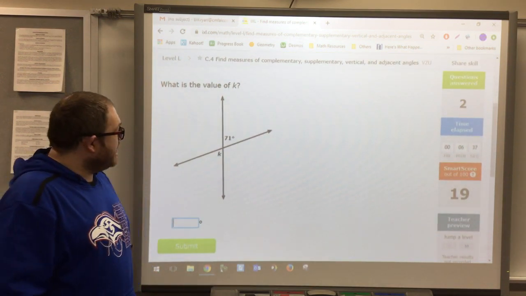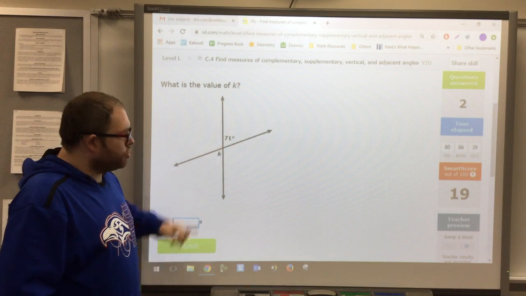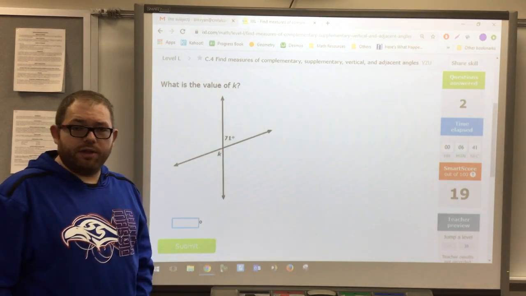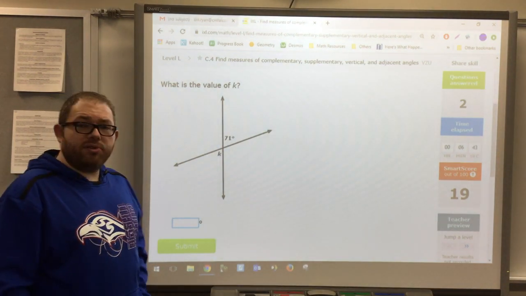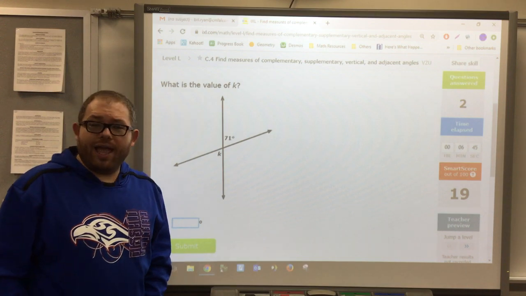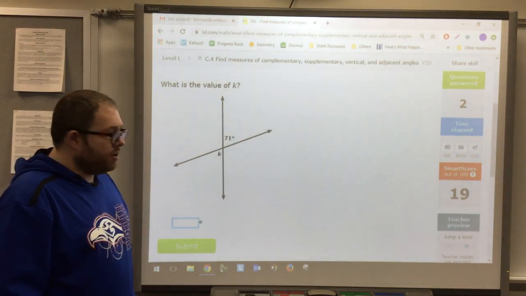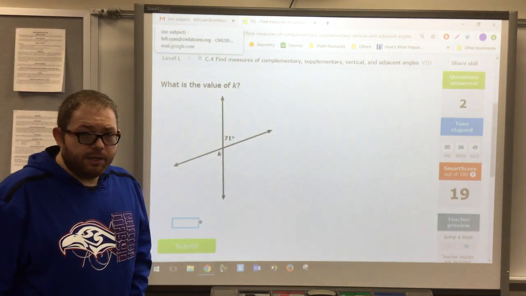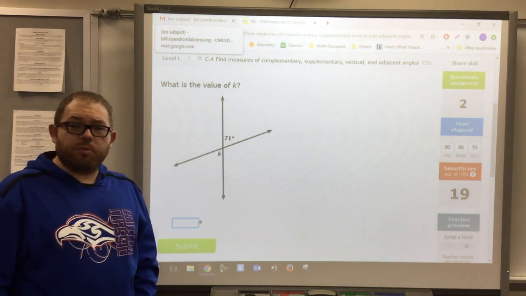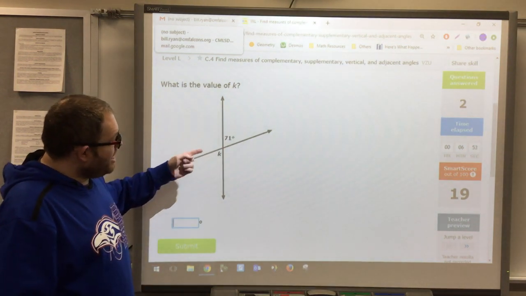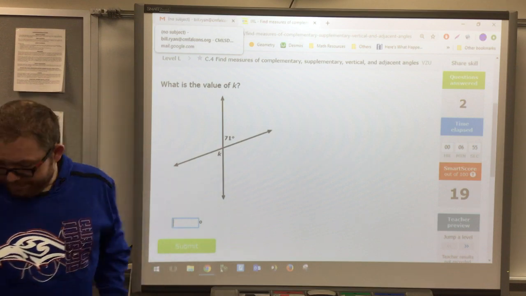Notice that this is a diagram of two angles directly across from each other. You're supposed to remember that those are called vertical angles. And vertical angles are always congruent. So there's no math to do on this problem. I know that K equals 71.